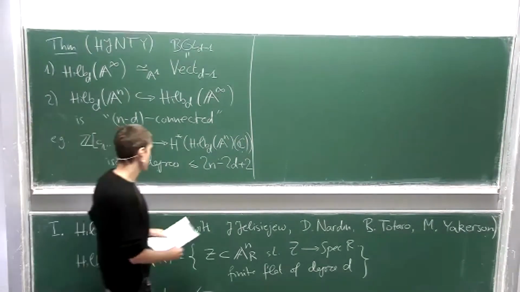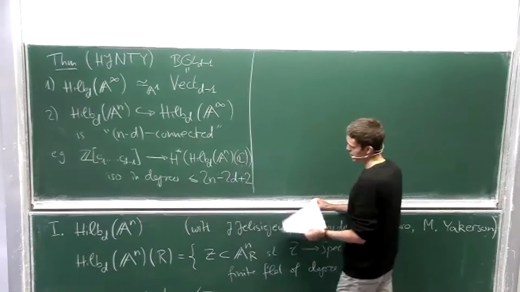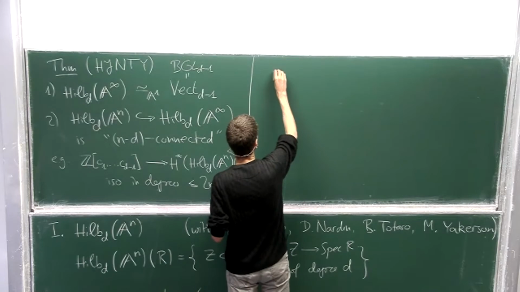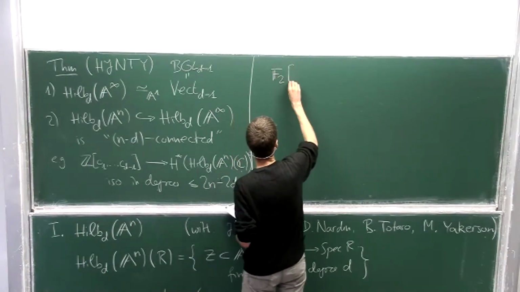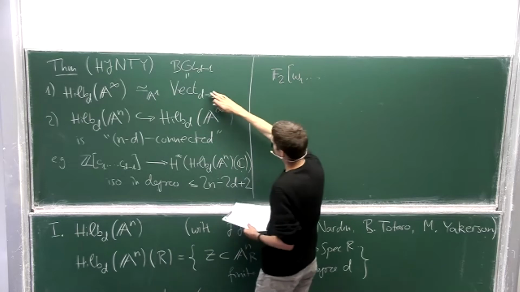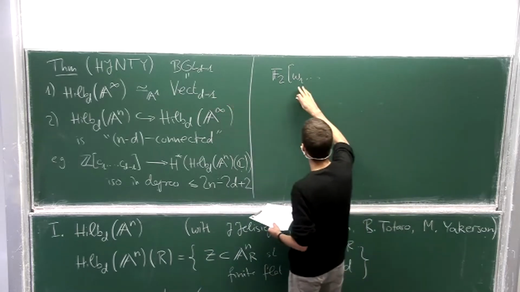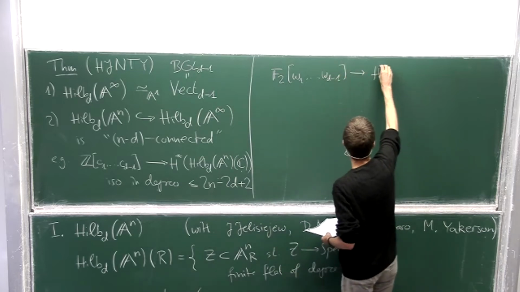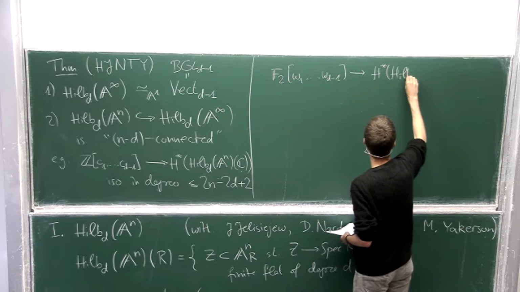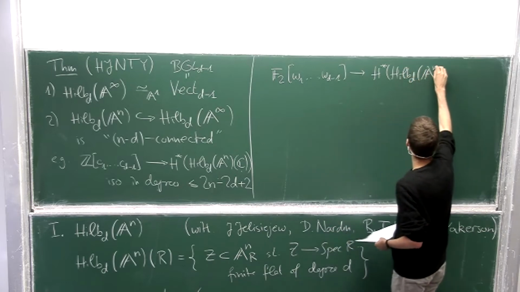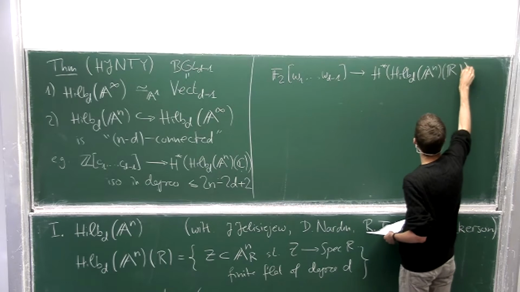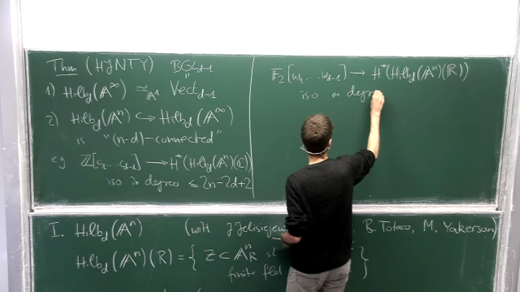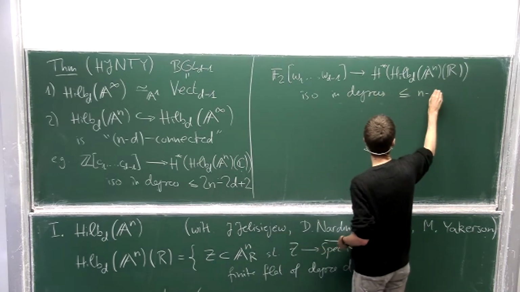So we get a result like this, and let me also mention you can take, instead of complex points, the real points, so the real numbers. If you take cohomology with F2 coefficients, then the cohomology of the stack is a polynomial ring on the Stiefel-Whitney classes. Now look at the real points of this. This is an isomorphism in degrees less than or equal to n minus d.